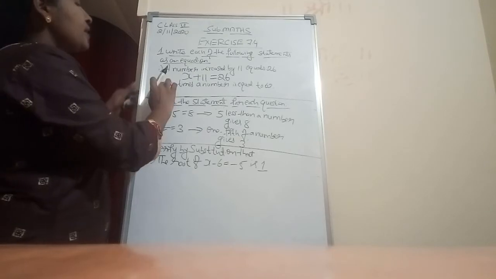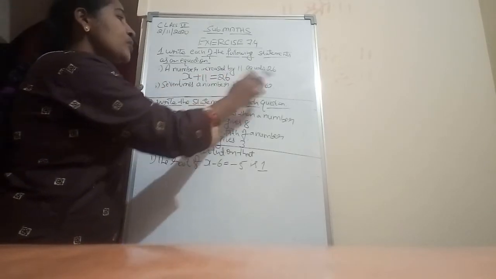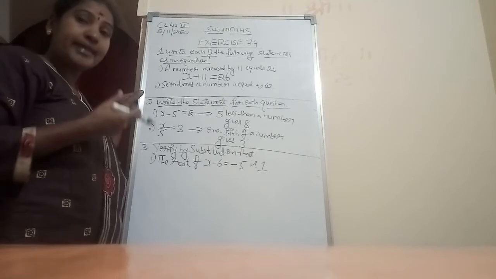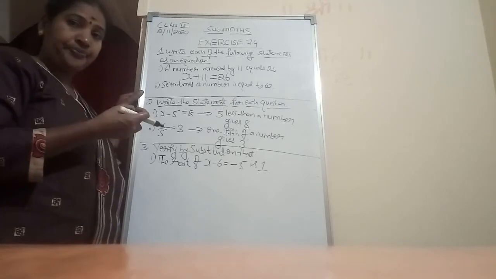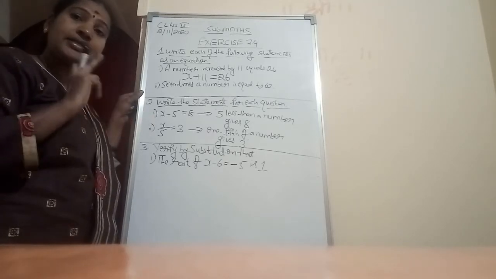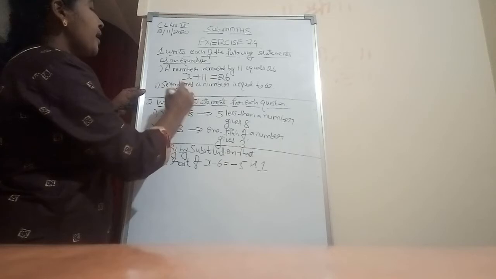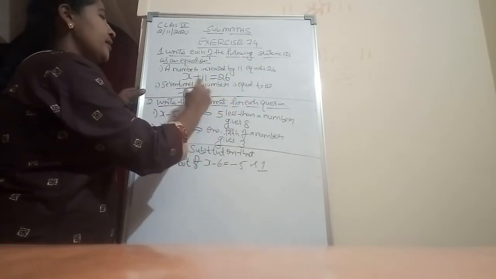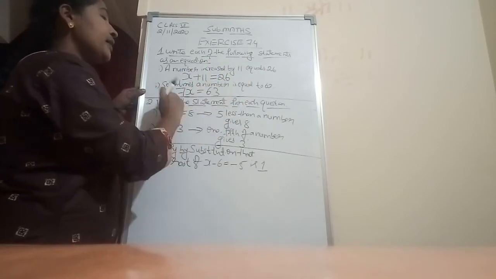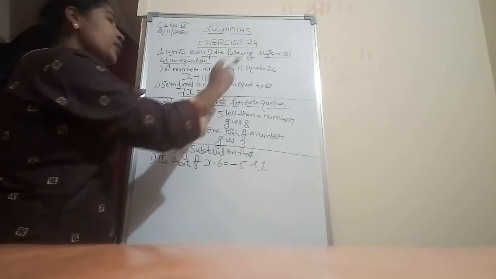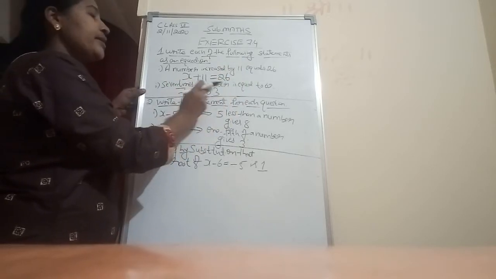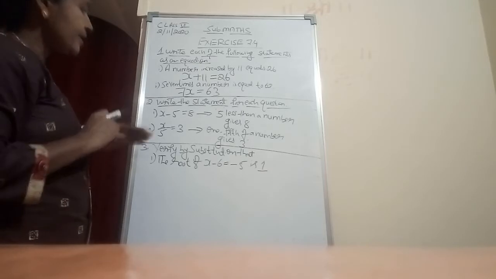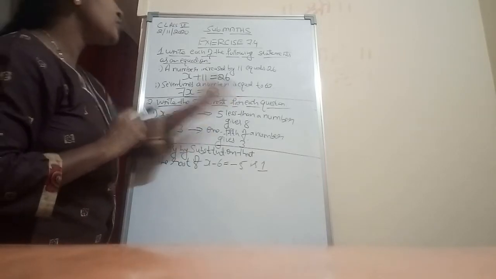The second one: 7 times a number is equal to 63. 7 times a number, so we have to multiply 7 with the number. Here also let me consider the number as x. 7 times a number, that is 7x, equals 63. I write the equal sign, and on the right side I write 63. Understood, children?